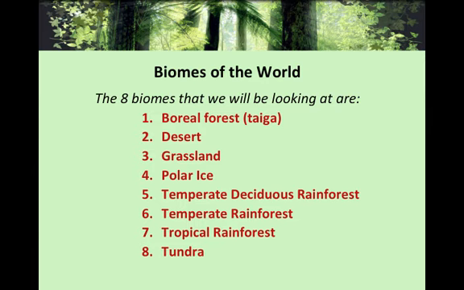So we have 8 different biomes that we need to identify. The boreal forest, also known as the taiga forest, the deserts, grasslands, polar ice, temperate deciduous forest, temperate rainforest, tropical rainforest, and tundra. Now we're going to be going through all of these in a bit more detail in class, but I just want to give you a brief sneak peek for now.